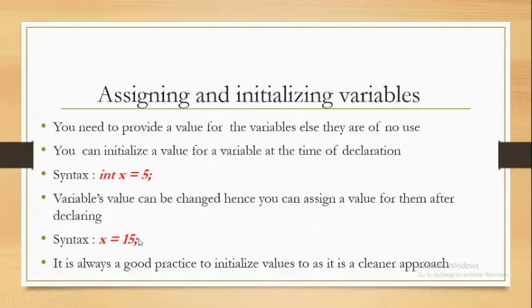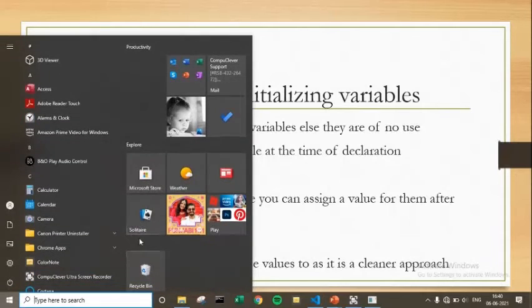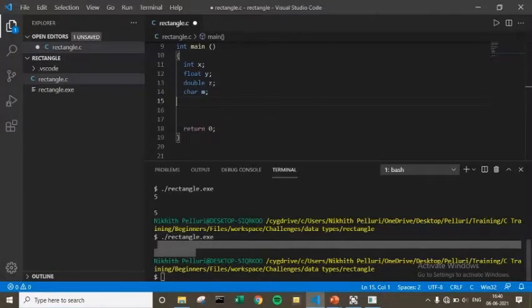It is always a good practice to initialize values, because it is a cleaner approach. I would suggest initializing all the variables to 0 at the time of their declaration, so that it doesn't cause any problems. So let's go and assign some values to those variables we have created. Let everything be 0.